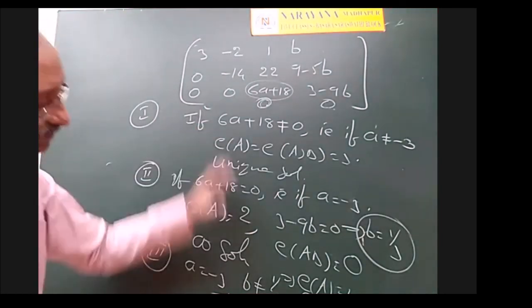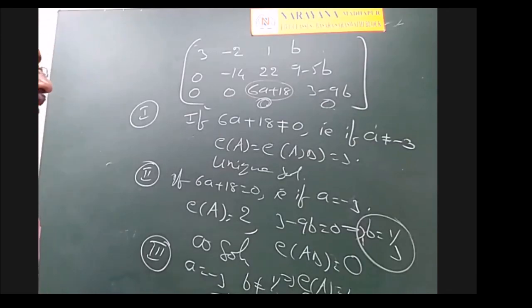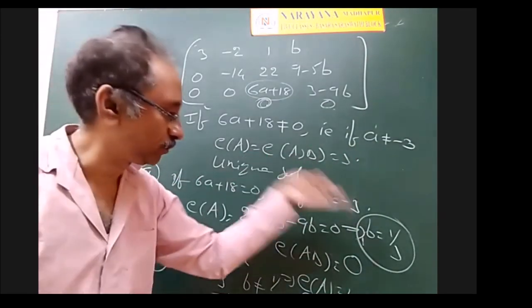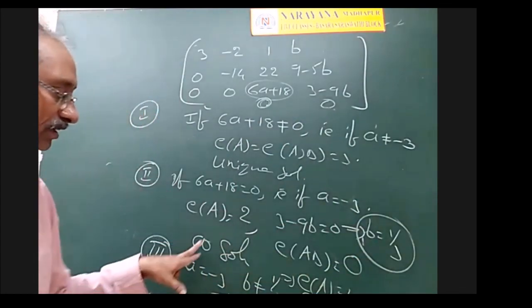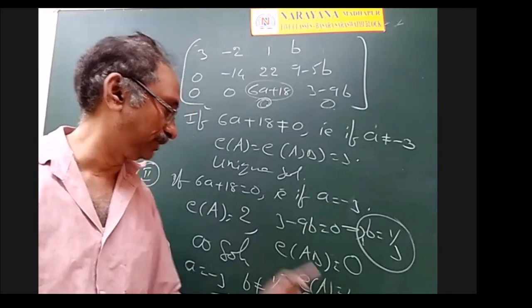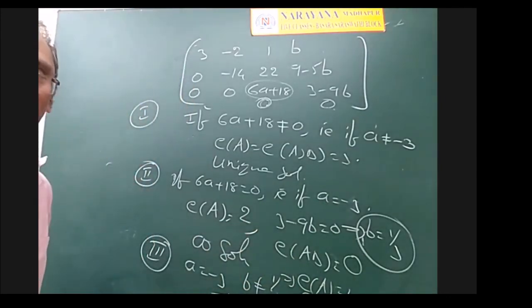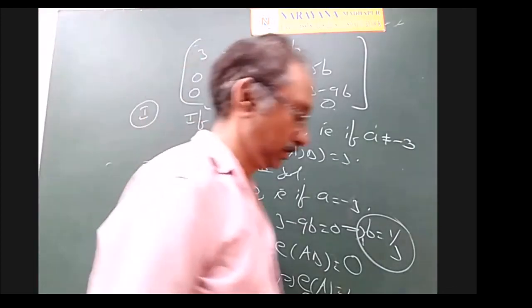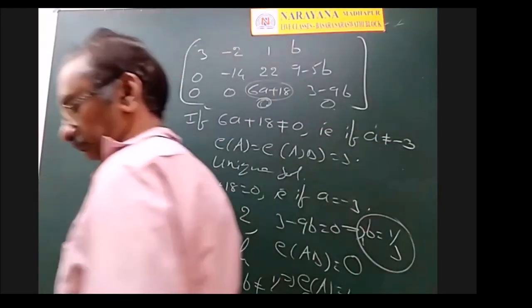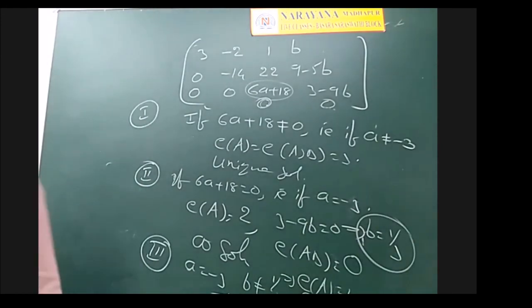So all the three cases arise. When A not equal to minus 3, unique solution. When A is equal to minus 3 and B is equal to 1 by 3, infinitely many solutions. And if A is equal to minus 3 and B is not equal to 1 by 3, no solution. Okay? And you have to verify the questions and the options. Right, students?